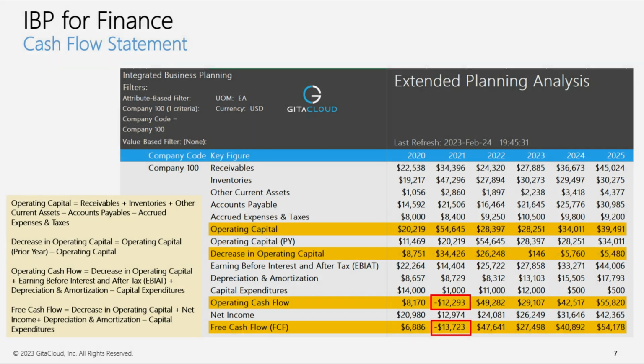Let's quickly understand the cash flow statements across the years. Calculations for cash flow KPIs such as operating cash flow and free cash flow are explained on the left. We had a negative cash flow in 2021 due to COVID-related shutdowns. Again, this view packs too much information, which makes it hard to get insights regarding cash flow trends. Let's see how Business Control Tower can help.